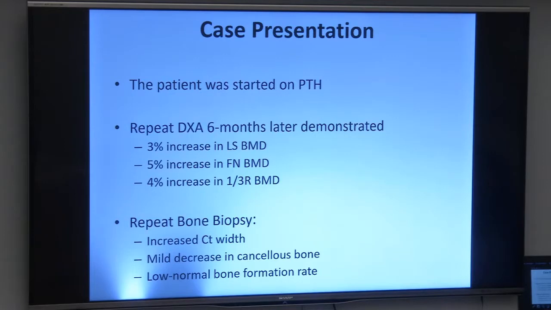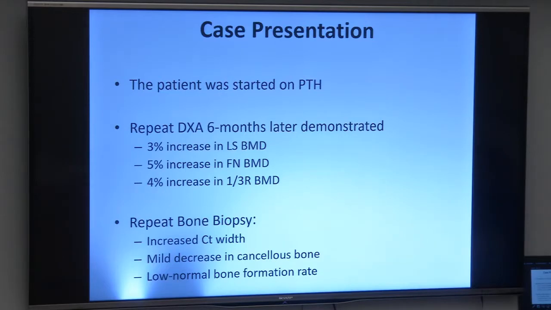I gave her teriparatide. This is one of the first cases that I treated, so I very cautiously checked the DEXA 6 months after I began treatment, and she had significant increases in bone mass at all of her skeletal sites. And then I did do a repeat bone biopsy a year after she began treatment, and she had improved her cortex. She had also an improvement in her bone formation rates, and she hasn't had a fracture since. She's actually done very, very well.